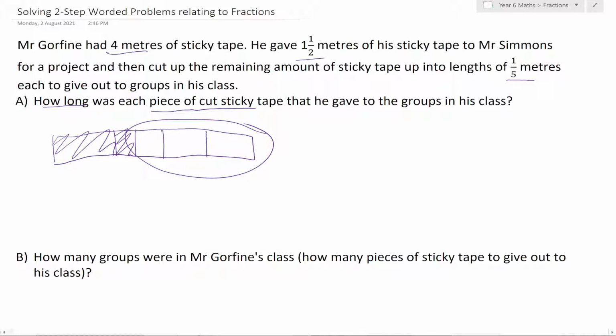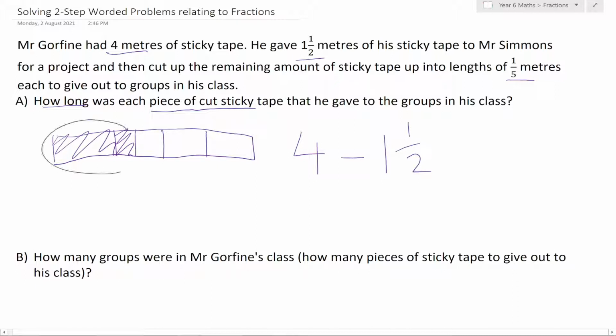Okay, so part 1 is going to be, I'm going to have to do 4 take away 1.5 to work out first of all how much did I give Mr. Simmons. So to do that, one way I can do it is write the 4 wholes as 4/1. That is one way we can write a whole number as a fraction. When we are subtracting fractions or adding, we always want the denominator to be the same.